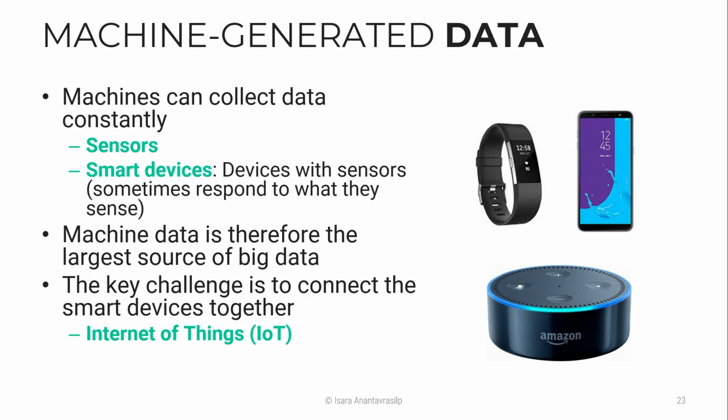You can also have smart devices, or devices with sensors, that sometimes respond to what they sense, that can be integrated into your smartphone or into smartwatches and so on. Machine data is therefore one of the largest sources of big data because you can place them however and wherever you like, and they keep generating data all the time. The key challenge is to connect the smart devices together, and the field of study to connect devices or sensors together is the field of Internet of Things, or IoT.